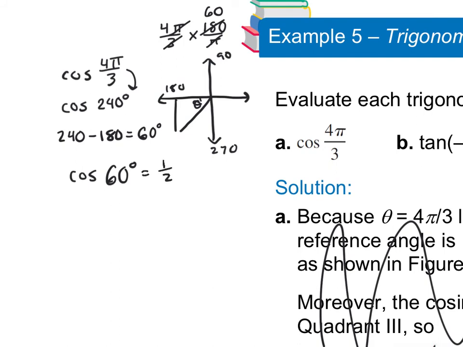Now we need to figure out if this is negative or positive. So we need our All Students Take Calculus. And we're looking at cosine. So in the third quadrant, only tangent is positive, so cosine is negative. So our answer here is negative 1/2.